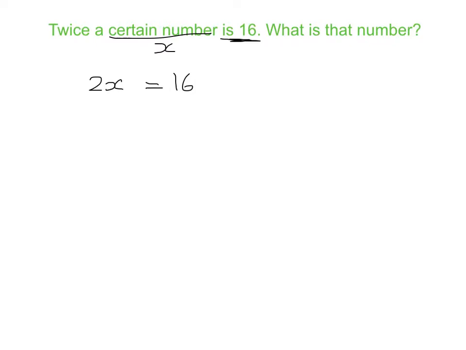Now to solve the equation, we'll do our reverse operations. We've got 2x, so 2 times x. The opposite of that is divide by 2, so I'm going to divide both sides by 2. On the left hand side, the 2's cancel down, leaving us with one lot of x. And that will be equal to 16 divided by 2, which is 8. And that's our answer for that one. Let's move on to the next one.